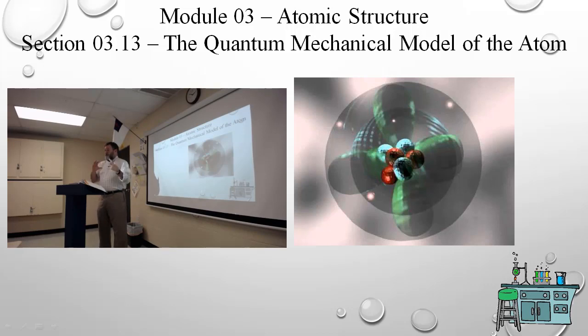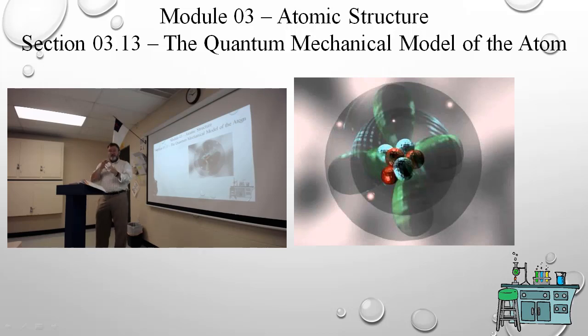But the s orbitals are not the only shape, not the only orbitals that we have. We also have the p orbitals, which look like the dumbbells. The first energy level only has the s orbital. The second energy level has the s orbital and the p orbitals. The third energy level has the s orbitals, the p orbitals, and the d orbitals. The fourth energy level has the s orbitals, the p orbitals, the d orbitals, and the f orbitals.